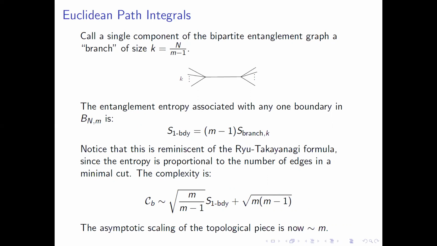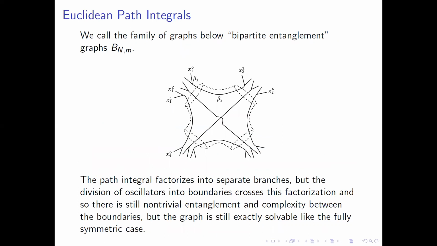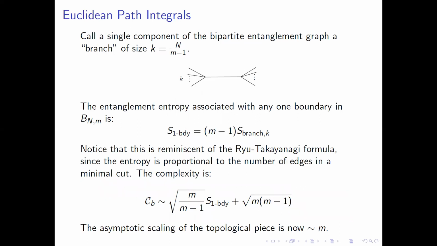This is pretty reminiscent of the Ryu-Takayanagi formula, because in this scenario, the entropy is proportional to the number of edges in a minimal cut. Let me remind you how that goes. If we consider boundary number 1, clearly a minimal cut that separates boundary 1 completely from all other boundaries is proportional to 3, because there are 3 edges leaving boundary 1 to the rest of the graph. So this is precisely the idea of the Ryu-Takayanagi formula in certain constructions.